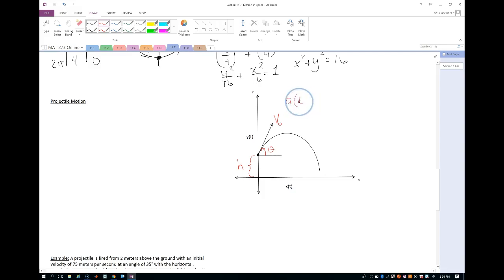And acceleration is just a downward gravity acceleration. And depending on whether we're working in metric units or US customary units, we will use a different value for g. If we're in metric, we use negative 9.8 meters per second squared. If we're in US customary units, we use negative 32 feet per second squared.